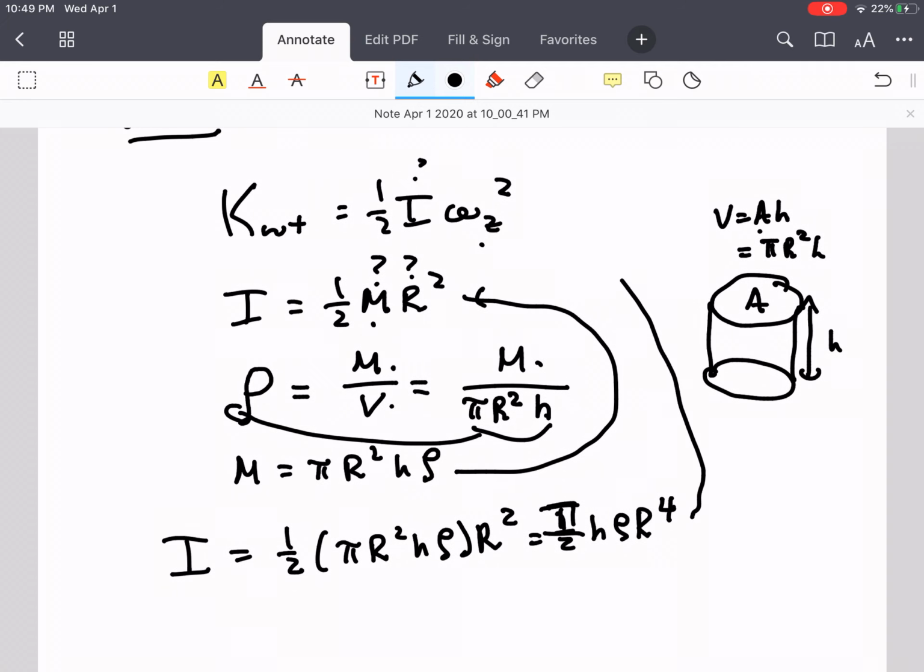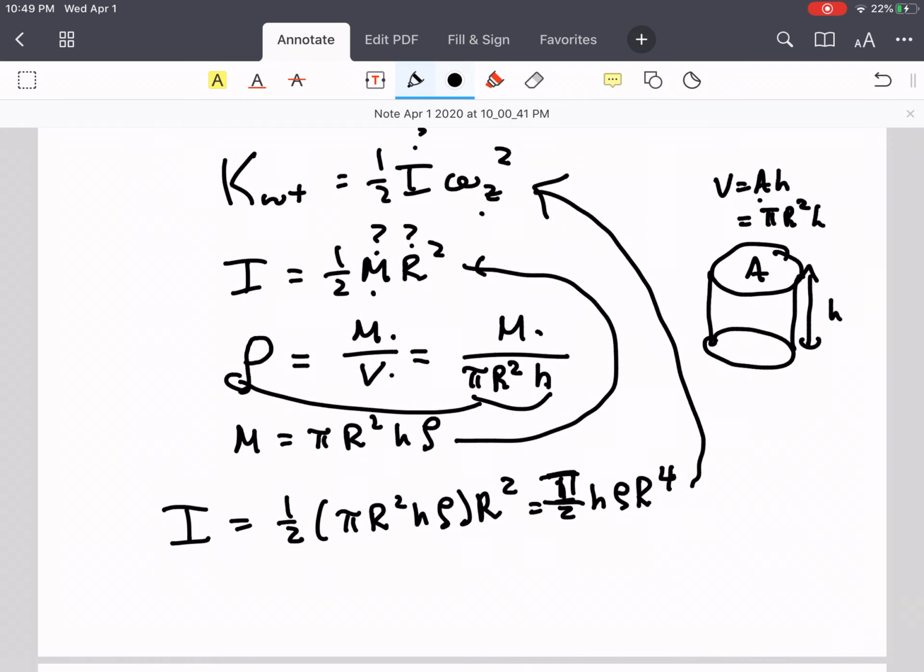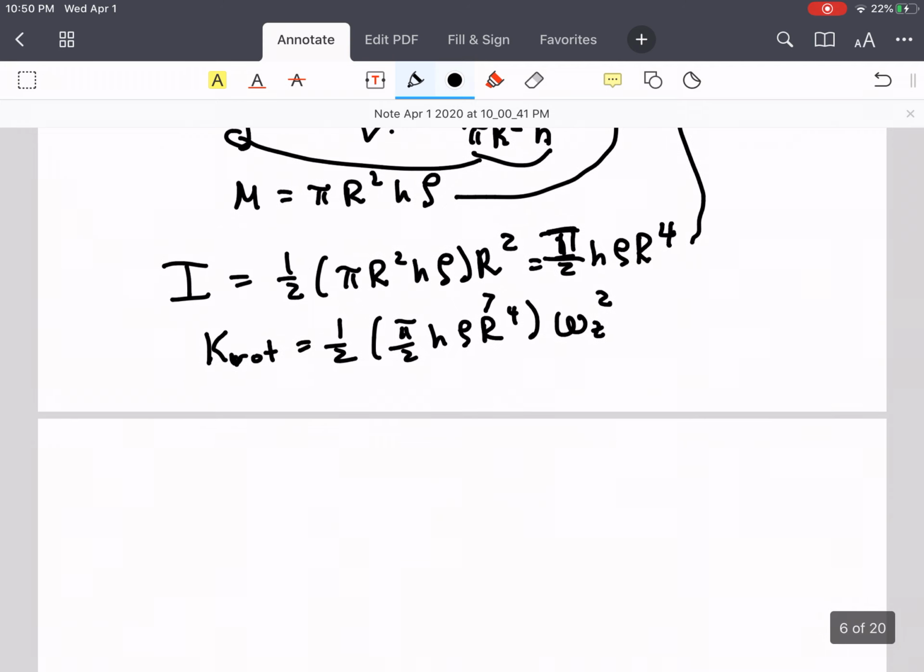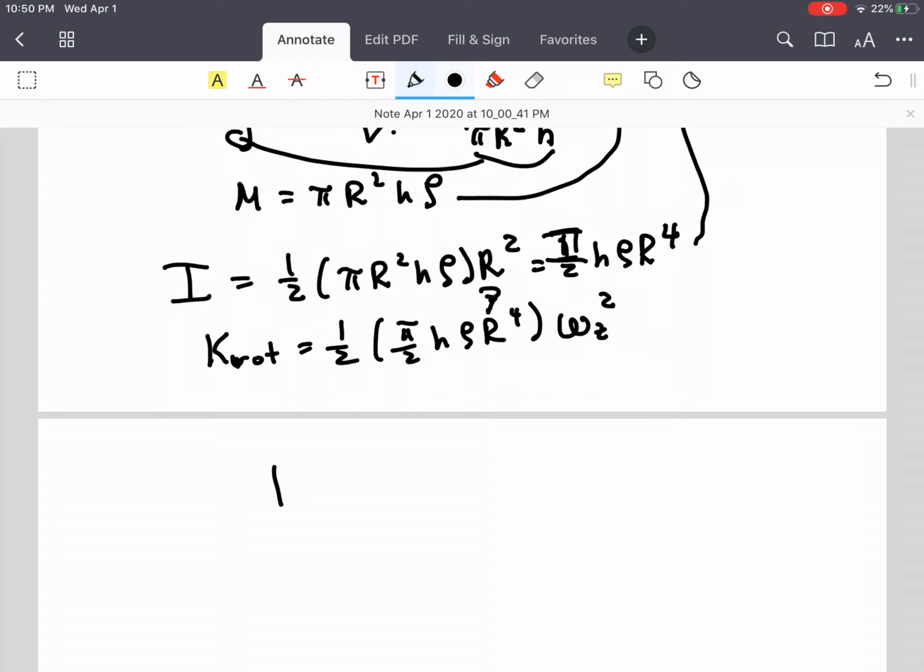And finally, I'm going to plug that into my original formula. I have that my rotational kinetic energy is 1/2 times pi over 2 h rho r to the 4th times omega z squared. And now I want to simply solve for my radius r. Okay? So I'll bring everything over to the other side of the equation. I have r to the 4th is equal to 4 times k rotation divided by everything else in this formula, h times rho times omega z squared times pi.